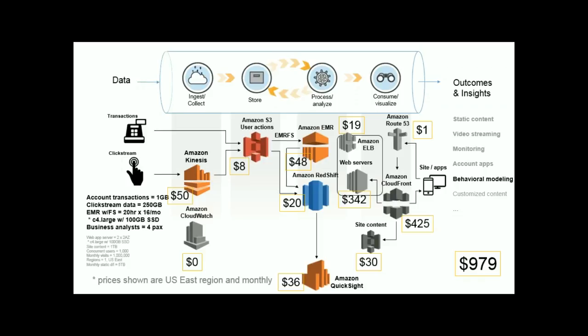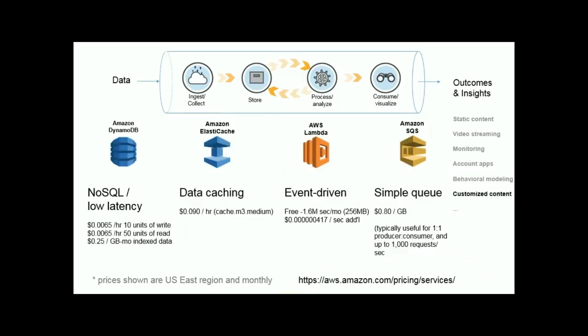Now, those 4 business analysts that are using QuickSight will then access Redshift directly and be able to do their visualization from there. Looking at the cost here, we've added on another $50 for Kinesis, another $50 for EMR, $20 for Redshift, and the others are a bit small, so QuickSight for $36. This takes our total up to $979. So this includes, at this point, the ability to serve static content, video streaming, monitoring, have users access their accounts, and have behavioral modeling for less than $1,000 a month.